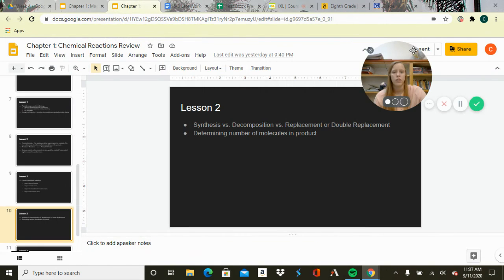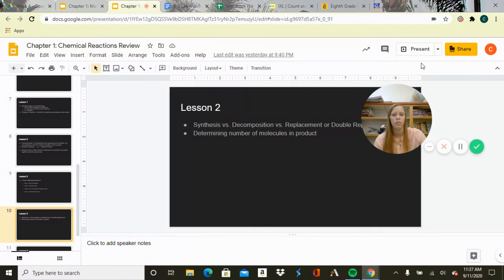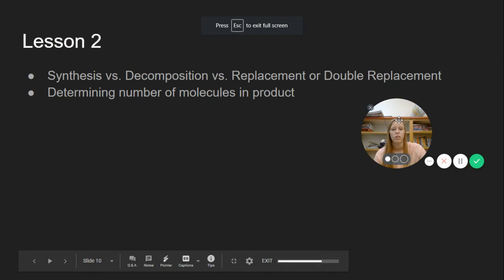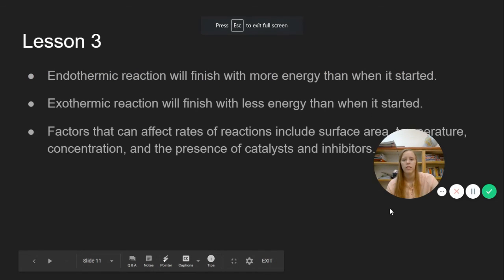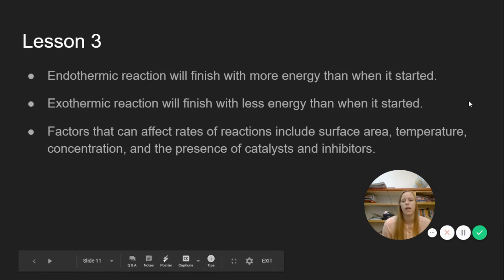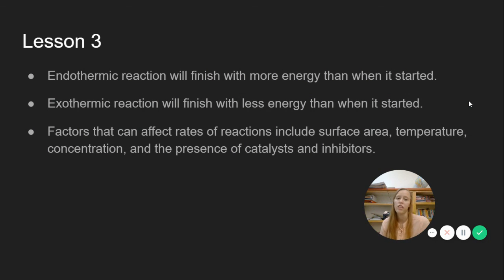Let's go back here to our review. So, lesson 3, the last things here. An endothermic reaction will finish with more energy than when it started. Exothermic will finish with less. And then factors that can affect rates of reactions include surface area, temperature, concentration, and the presence of catalysts and inhibitors. So that is all for the review.